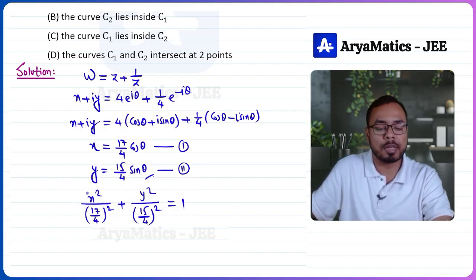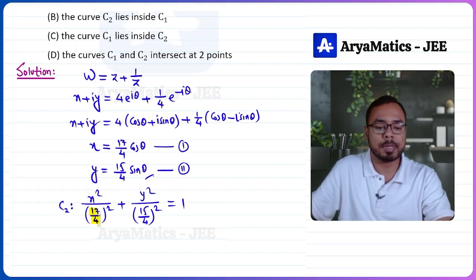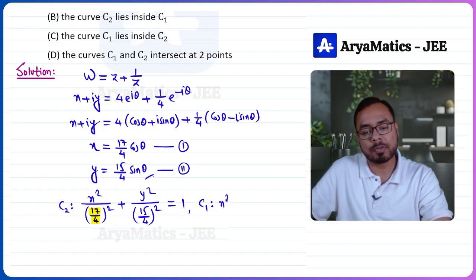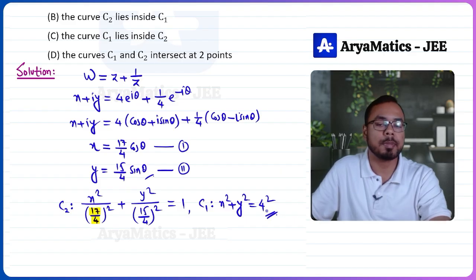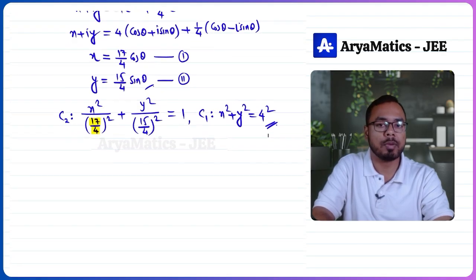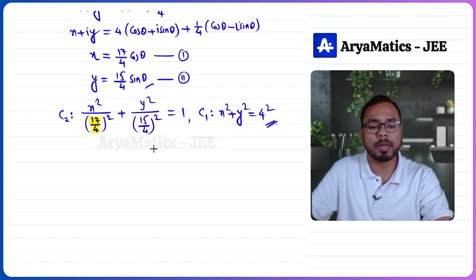So this is your curve C2, right? Curve C2 is the ellipse, and because a is more than b, this ellipse will have its major axis along the x-axis. And this was the first curve C1, which was mod z equals 4. Mod z equals 4 means x square plus y square equals 4 square, if in place of z you write x plus iota y. So now we have one circle and one ellipse, and we need to identify at how many points these two curves are going to intersect.